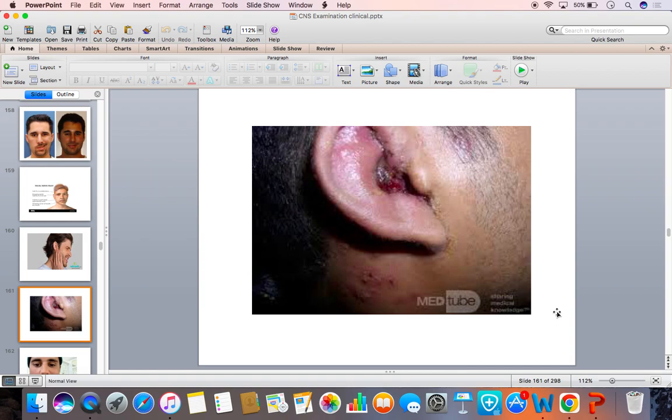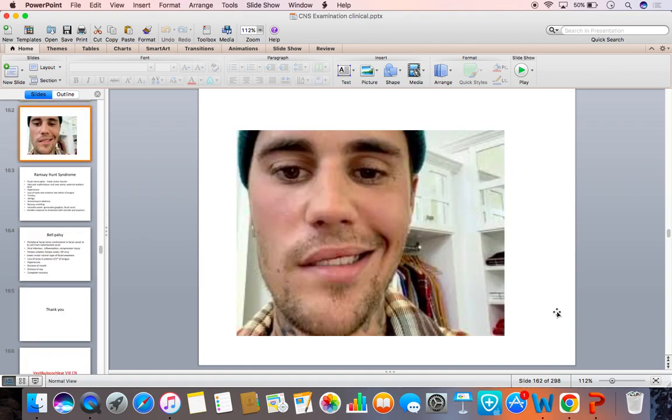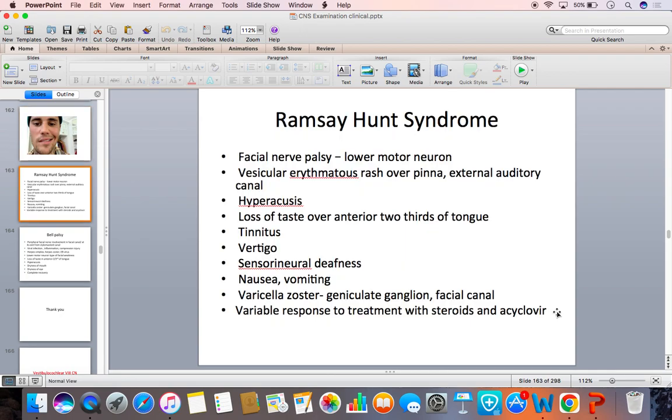So the manifestations are the pain, rash, and the facial palsy on the same side of the lesion. So these are the features of Ramsay-Hunt syndrome. Let us go into that particular aspect.